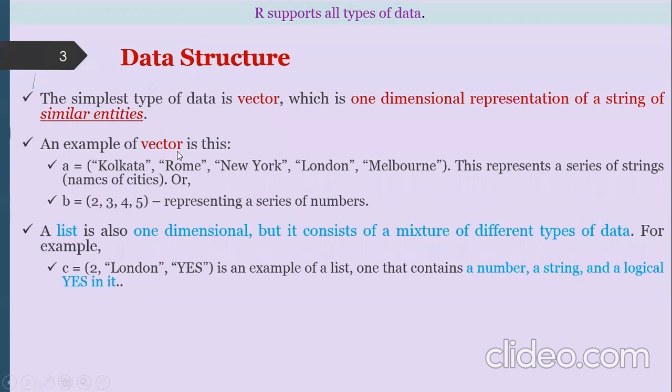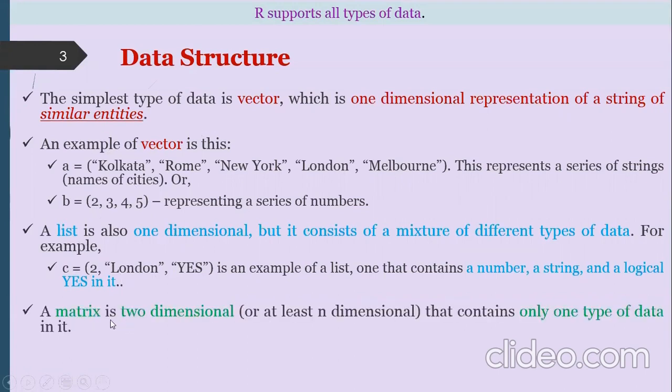Now if we compare that with a list, a list is also one-dimensional, but it contains a mixture of different types of data, like 2, London, and yes. So C is a list now. C is not a vector because it has mixed types of data. The 2 is a number, London is a string, and yes or no is a logical value. So this is a combination of different data, and it is one-dimensional. That is the difference between a vector and a list.